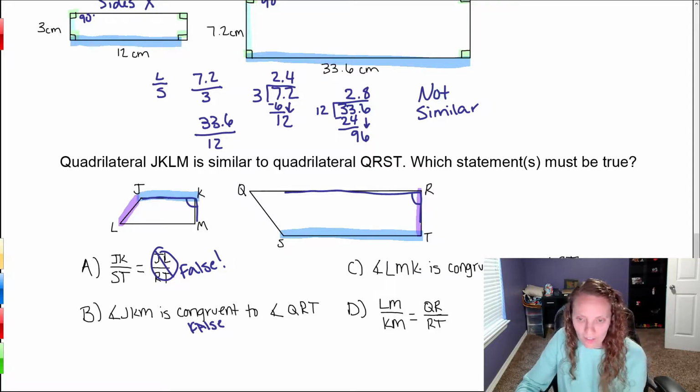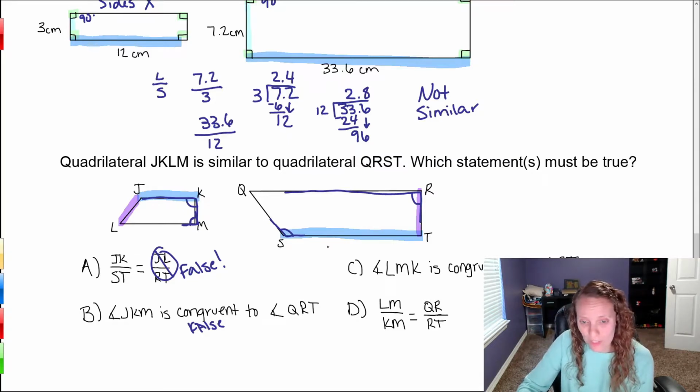Alright, let's look at LMK. So LMK here is congruent to QST. So QST here. Well, LMK, this bottom angle, does not have to be congruent to this angle here, because those are not in the same position. They're not even on the same side, because all that happened was the shape got flipped upside down, and so it's not even on the same side. So this one is also going to be false, which means this last one should be true.